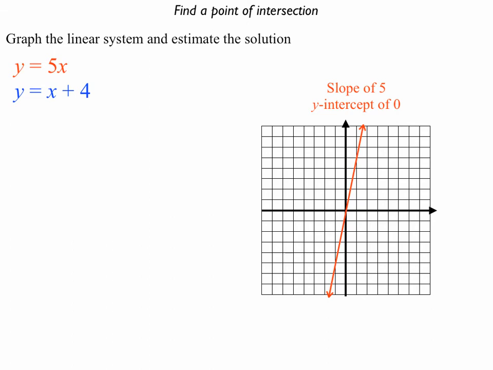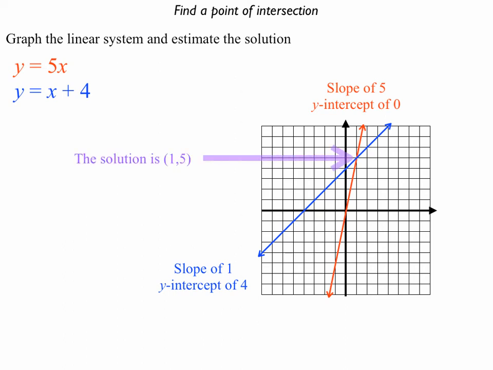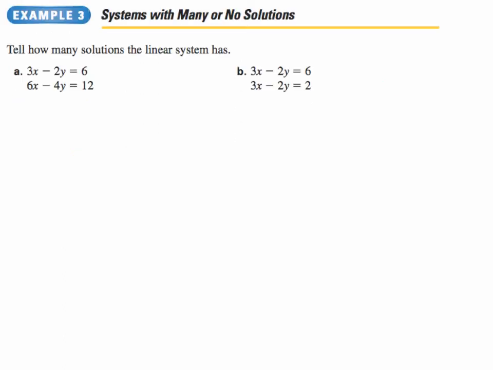The blue equation has a slope of 1 and a y-intercept of 4. So we put a point at 4, and then we rise 1 and run 1. You'll notice I do this a couple of times because it's important to be as accurate as possible when you draw your lines. Then again, you're looking for a point of intersection, and that's occurring here. So the solution is the ordered pair (1, 5): x equals 1, y equals 5.